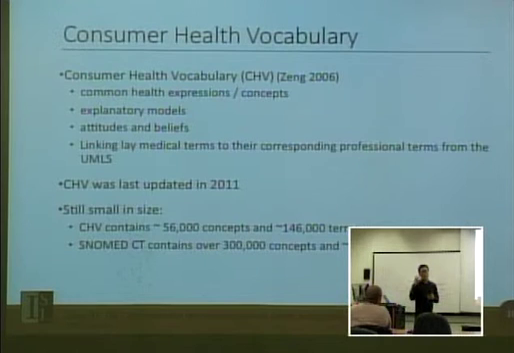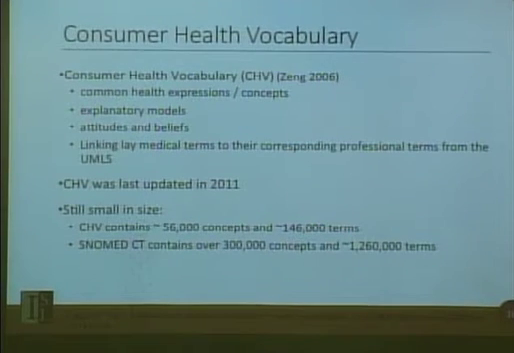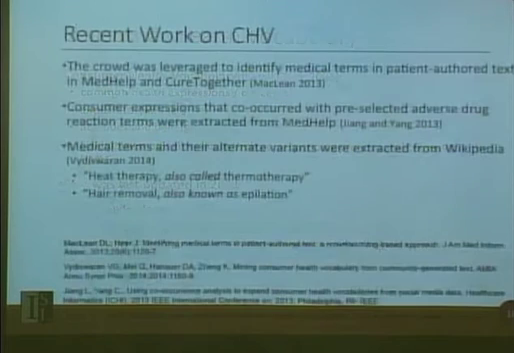And also it's relatively small. If we consider the number of concepts, the CHV currently contains about 56,000 concepts. If you compare it with a terminology like SNOMED CT, which contains over 300,000 concepts, it's roughly a 1 to 6 ratio in terms of size. So it's really, really small. So we really want to identify new terms for enriching this terminology.